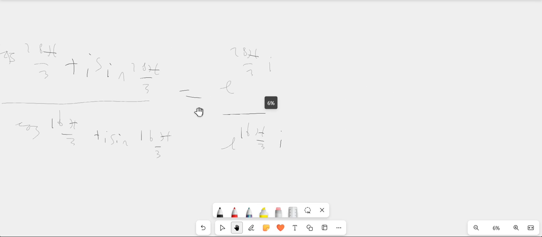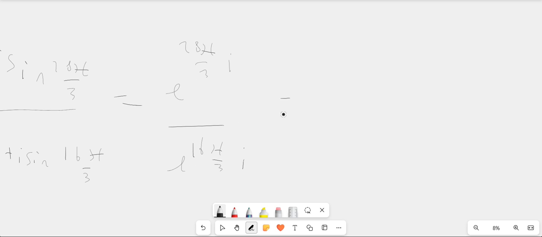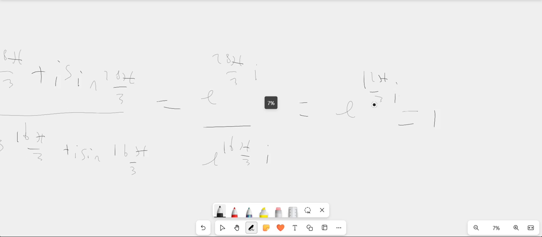Then 28 pi over 3 minus 16 pi over 3. That's 12 pi over 3, so e to the power of 12 pi over 3 i, and again, if you put that in a calculator, it'll give you 1. Note how it always just simplifies to 1 or negative 1 or something.